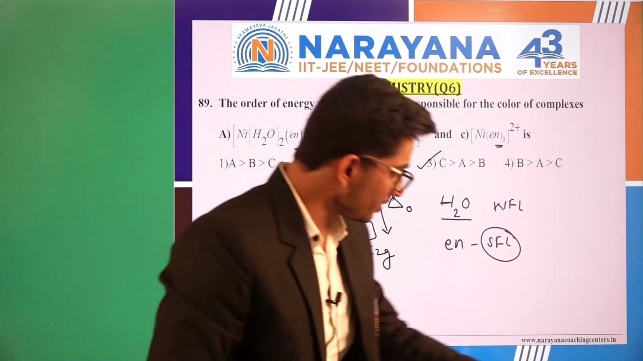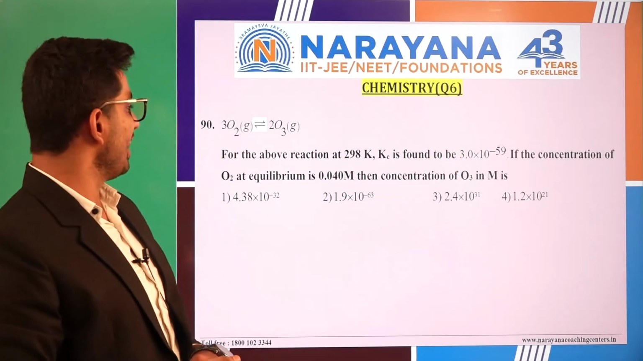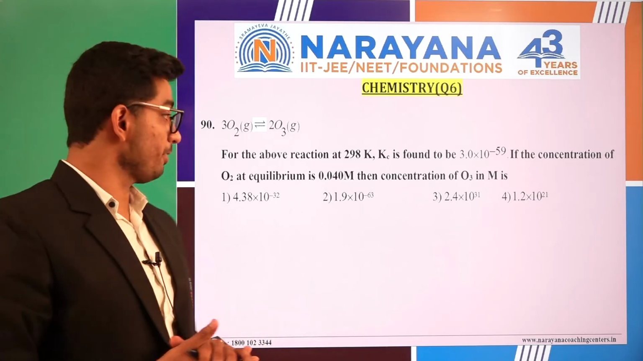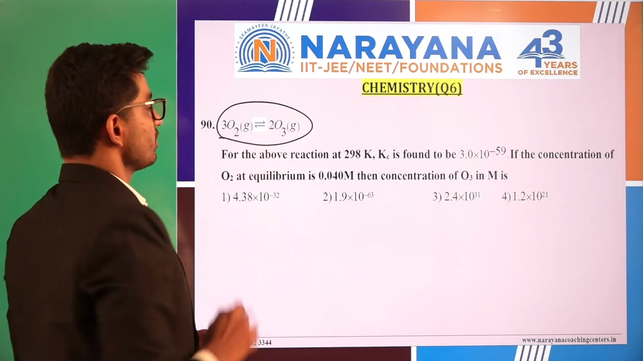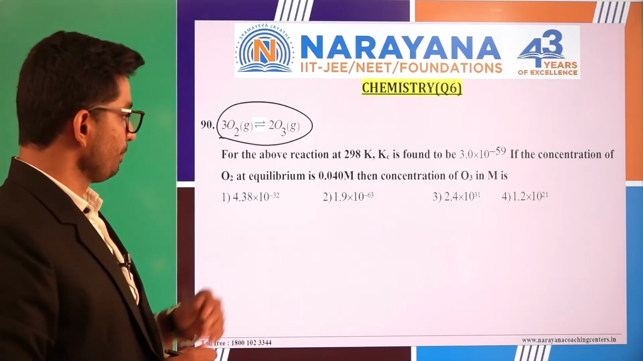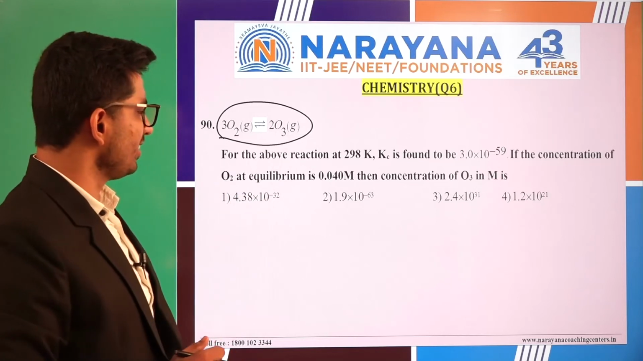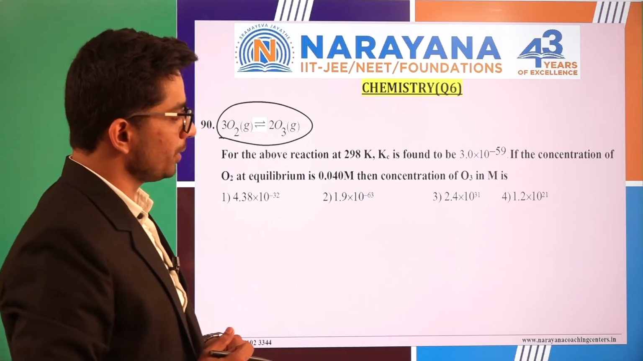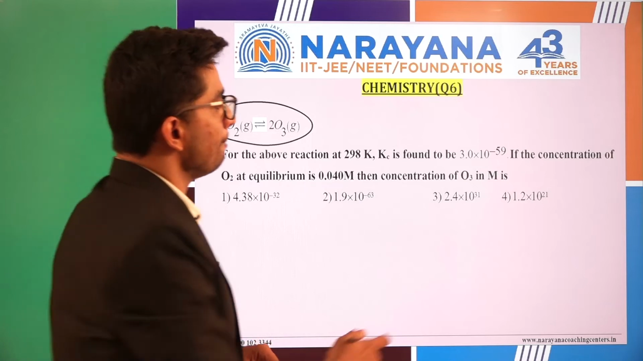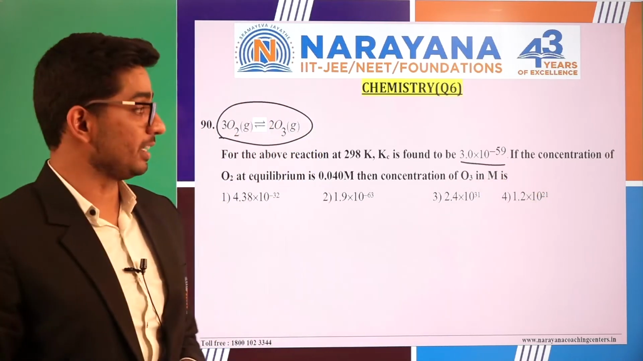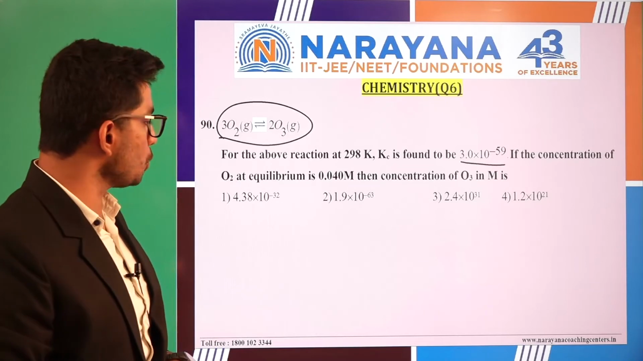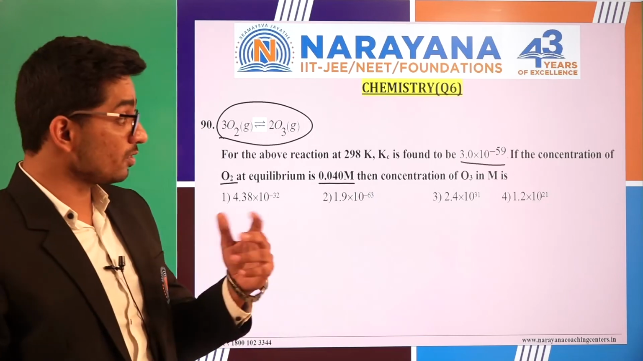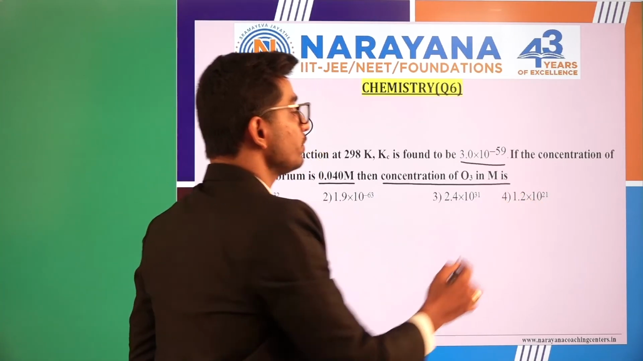So moving on to the next question, we have a reaction, ozone and oxygen equilibrium. So we have a reaction where ozone and oxygen are in equilibrium. Fine. Let's read out the question first. For the above reaction at 298 Kelvin, Kc is found to be 3.0 into 10 to the power minus 59. So we are given Kc. If the concentration of O2 at equilibrium is this, then the concentration of O3 at equilibrium, this we have to get.